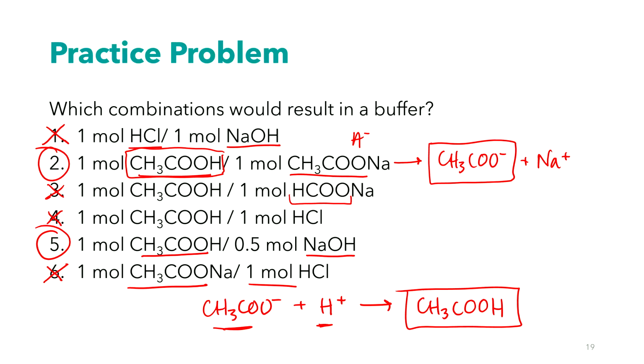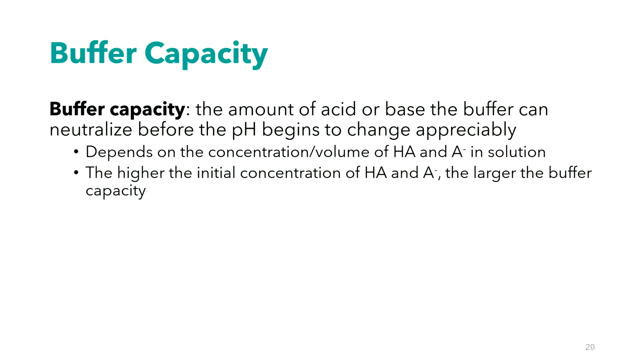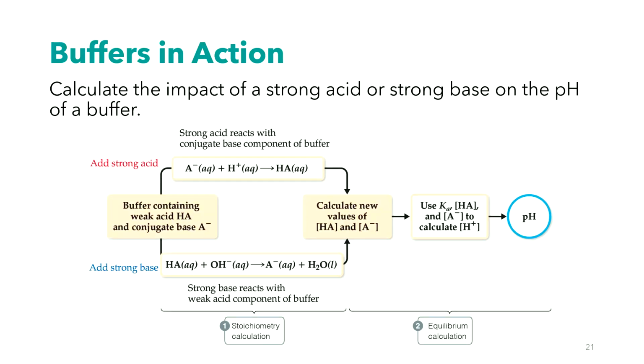All right, so now you are all experts at making buffers. Now we want to talk about which buffers we want to make, okay? There's two features of a buffer. There's capacity and there's range. Capacity is just your ability, like how much acid and base can you neutralize. This trends well with concentration. So the higher the concentration or the higher the volume, then you have a higher buffer capacity. The higher the initial concentrations, the more it can neutralize. So we are going to see that in action now.